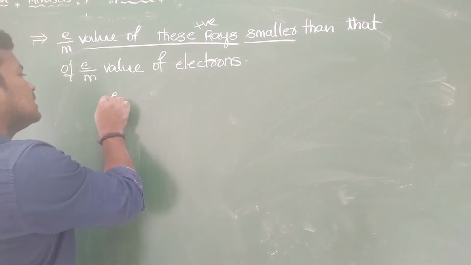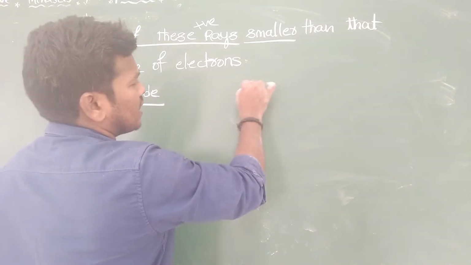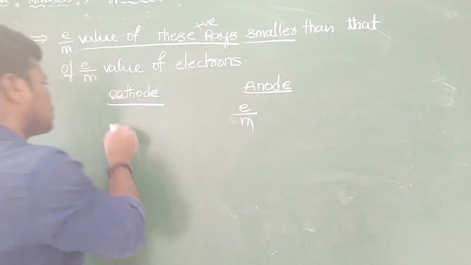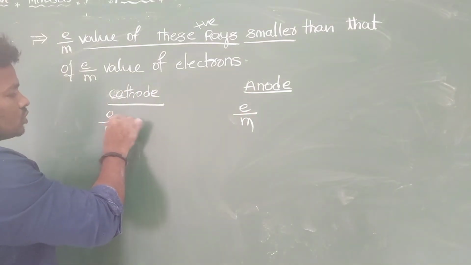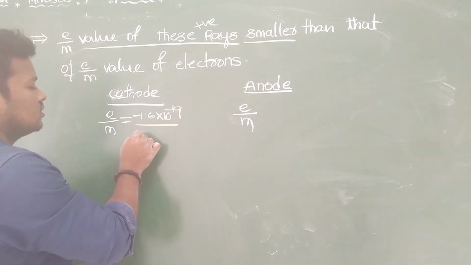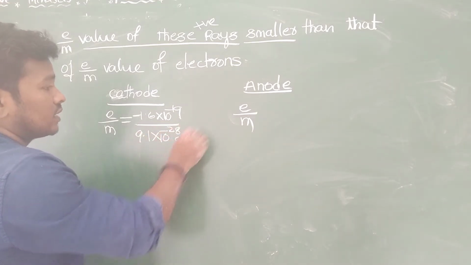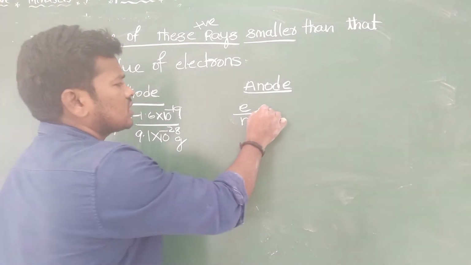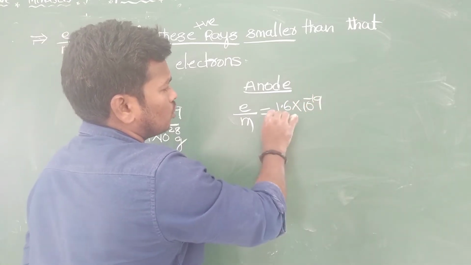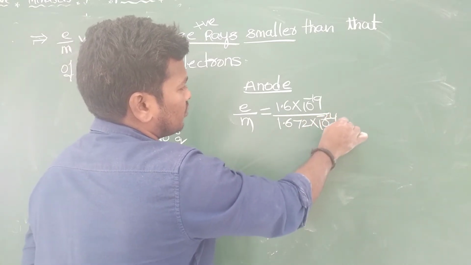So now you can see the cathode rays' e/m value and the anode rays' e/m value. The e/m value is also called the charge to mass ratio or specific charge. The charge of the electron is minus 1.6 into 10 to the power of minus 19 coulomb. Mass is 9.1 into 10 to the power of minus 28 grams. For the proton, the charge is plus 1.6 into 10 to the power of minus 19 coulomb, and the mass is 1.672 into 10 to the power of minus 24 grams.